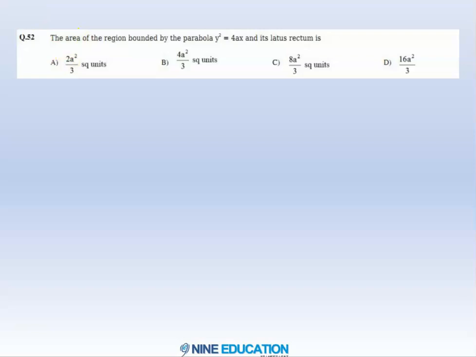Question number 52: the area of the region bounded by parabola y square equal to 4ax and its latus rectum is. So first of all, let's draw a standard parabola of y square equal to 4ax. Its diagram will be something like this. It will be symmetric about the x-axis, and this is the focus represented by S. Its coordinate is given by (a, 0) for this type of parabola y square equal to 4ax.